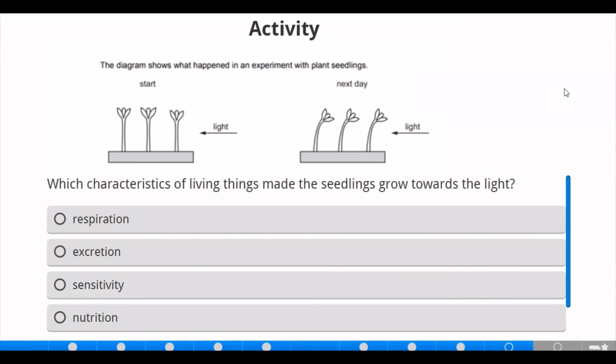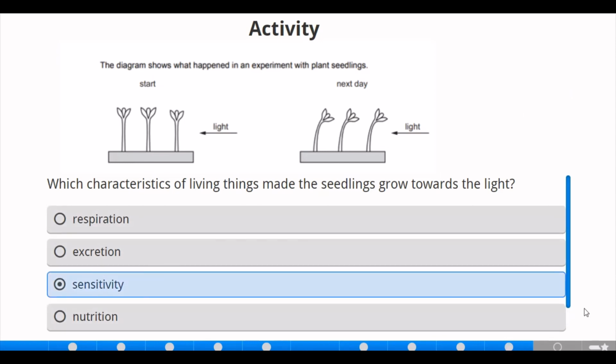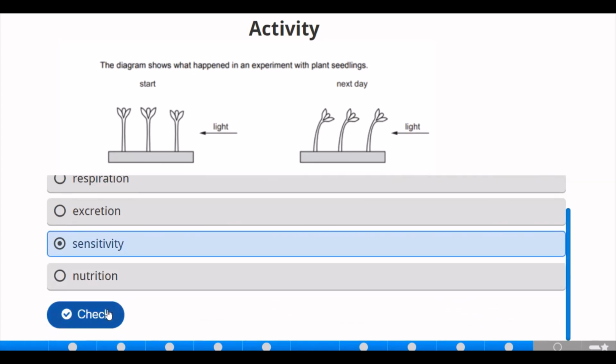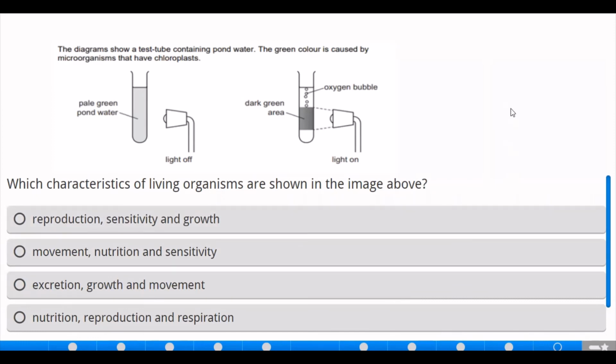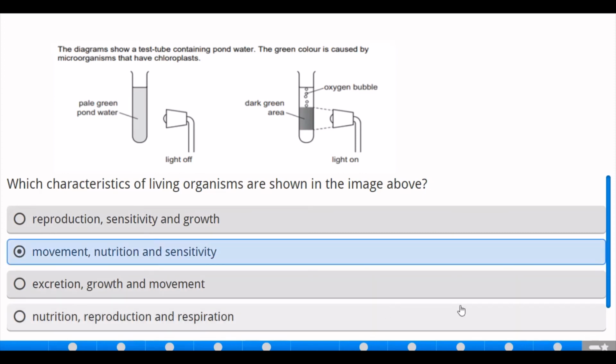We have a diagram here. It shows what happened in an experiment with plant seedlings. Which characteristic of living things made the seedlings grow towards the light? That would be sensitivity. Correct. We have another setup here. The diagram shows a test tube containing pond water. The green color is caused by microorganisms that have chloroplasts. Which characteristics of living organisms are shown in the image above? There are three characteristics shown here, and they are movement, nutrition, and sensitivity.